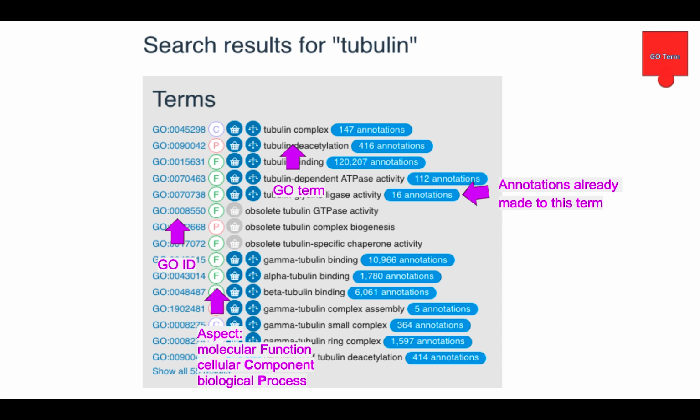Before you leave this, there's a bunch of them right where the second pink arrow is saying obsolete. That's because the GO people sometimes decide that a certain term doesn't make sense, so they obsolete it. That means you shouldn't use it. So it's pretty easy to see if it says obsolete at the beginning.